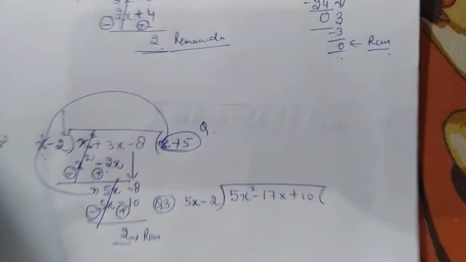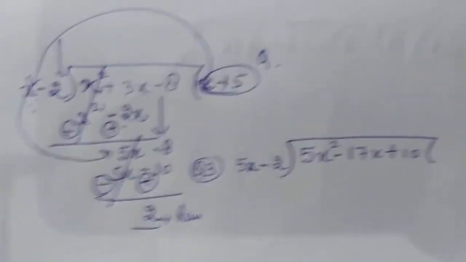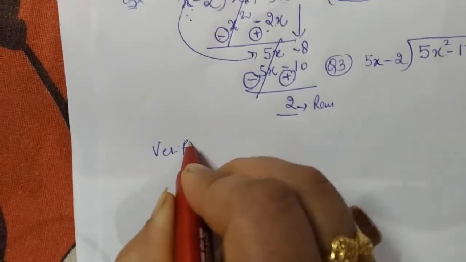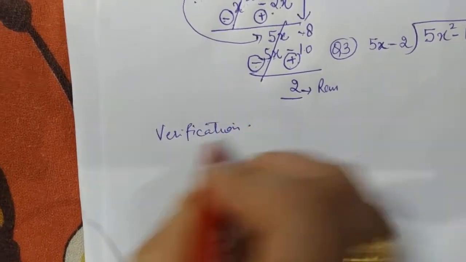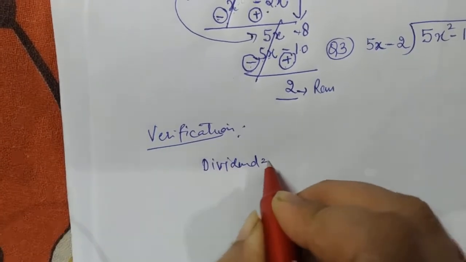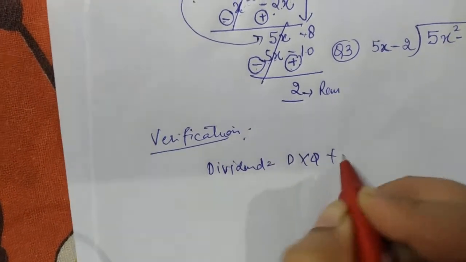Now if the question asks you that you have to prove it also, let's check whether what we are doing is correct or not. Okay, let's see the verification process also. Now you know that whenever you have to verify, there is a formula which is dividend is equal to divisor multiplied by quotient plus remainder.